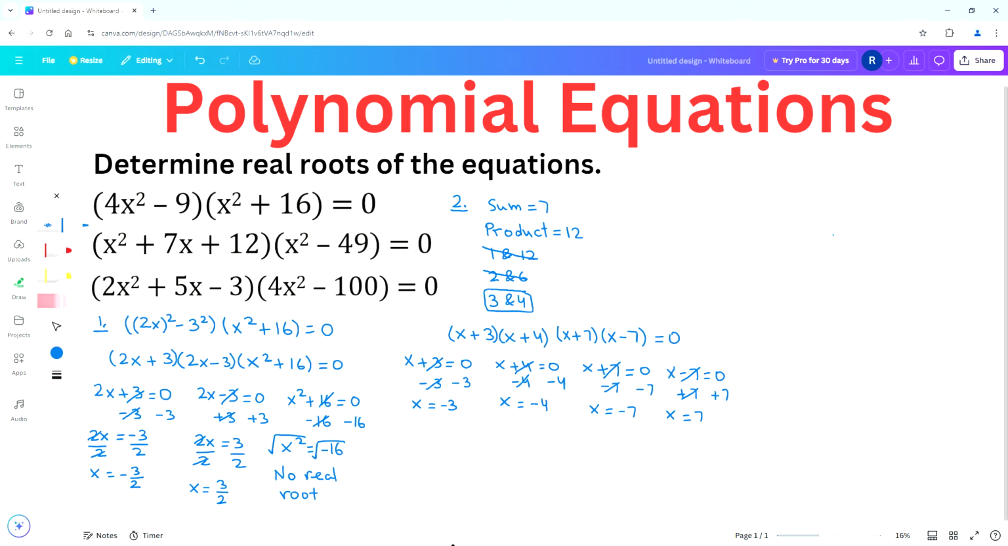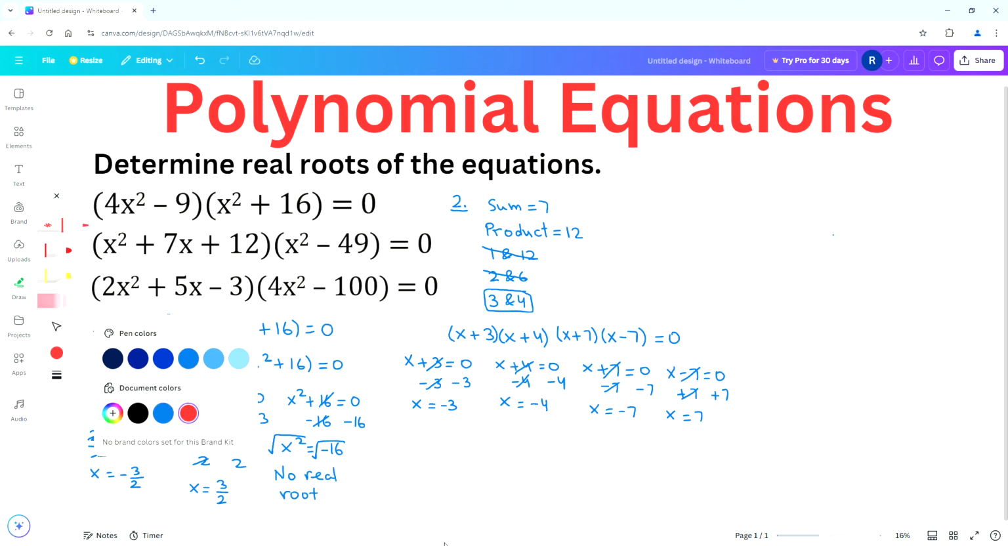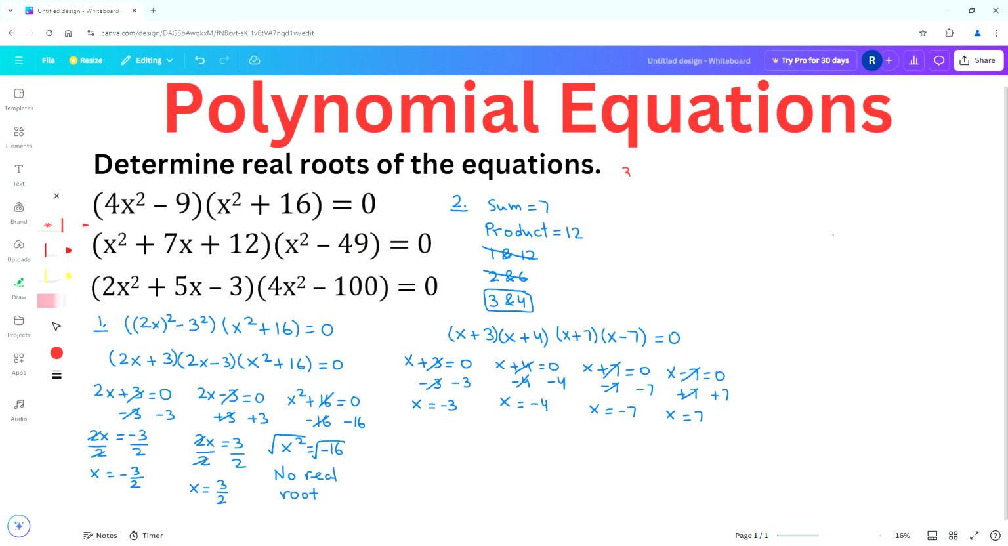Now we can analyze the third given equation. The third given equation is in factored form, but the given factors can be factored further. The first factor, 2x squared plus 5x minus 3, is a complex trinomial. We can factor it using the crisscross method or the decomposition method. I'll use the decomposition method in this video.